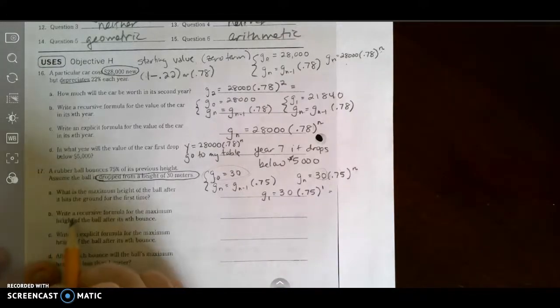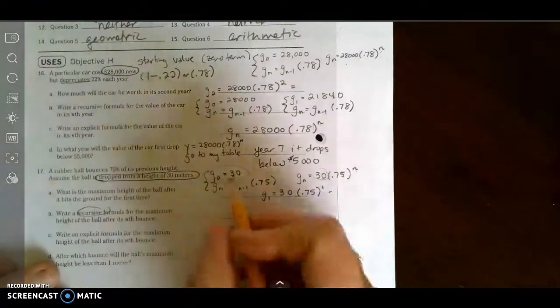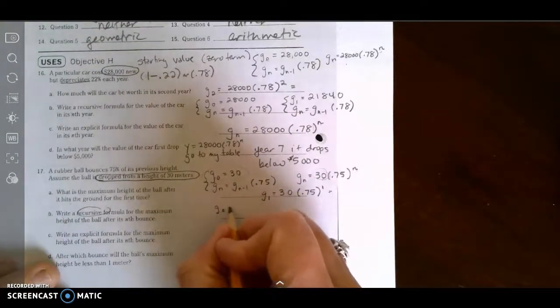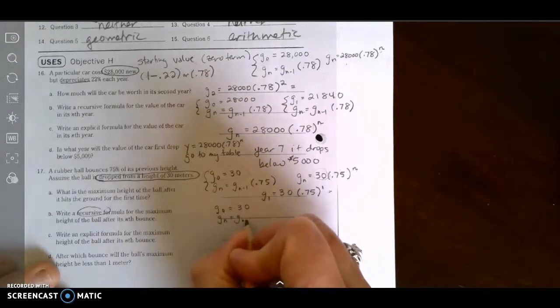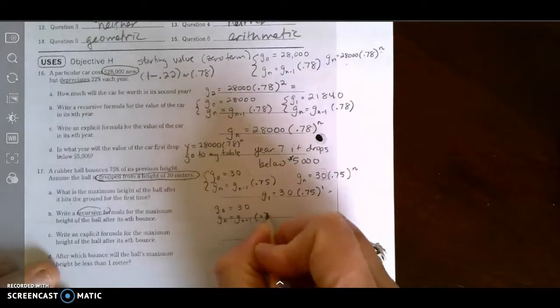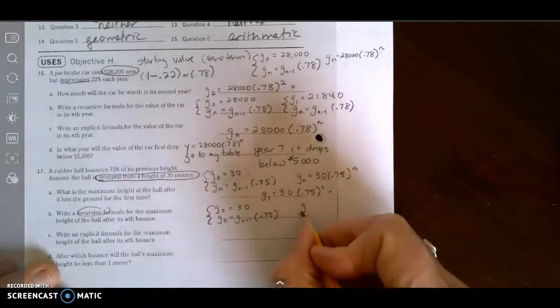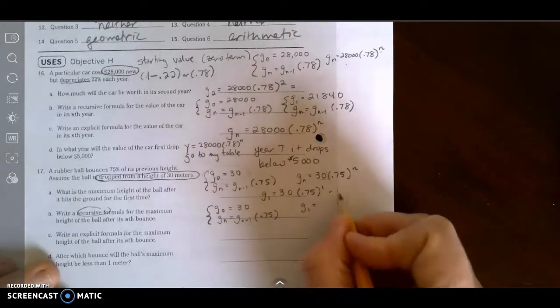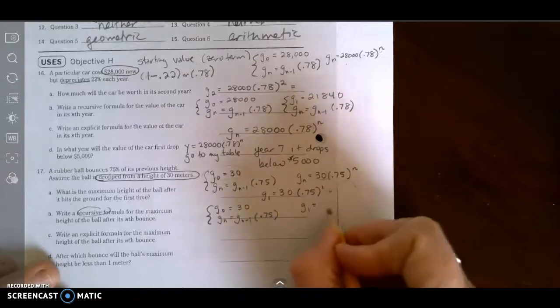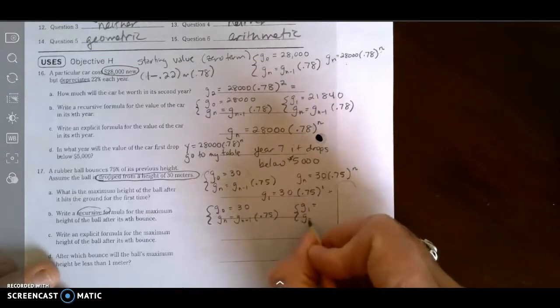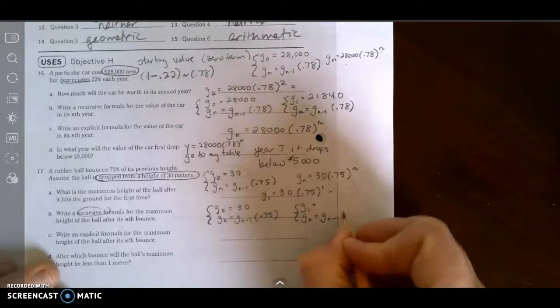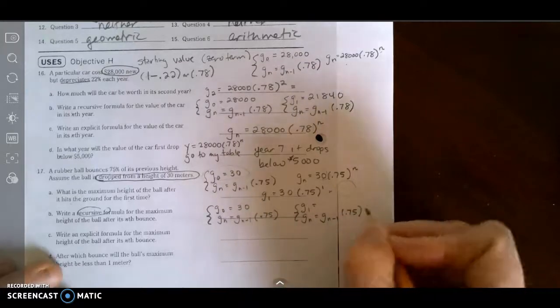Letter B, write a recursive formula for the maximum height of the ball after its nth bounce. So recursive, that's what I wrote up here. G sub 0 equals 30. G sub n equals g sub n minus 1 times 0.75. That's my recursive formula. Or if I wanted to, I could say what the first term is. That answer that I got right here, I could put right here. And then say g sub n is the previous term times 0.75.